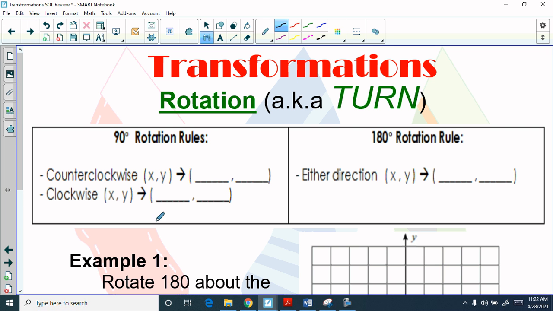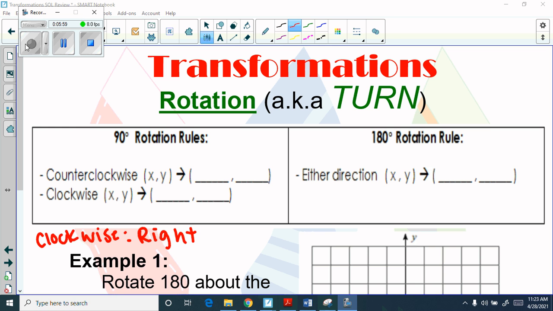Rotations, we're going to turn our paper basically either clockwise or counterclockwise. If we're going clockwise, it means we're turning right. And if we're turning counterclockwise, it means we're turning left.